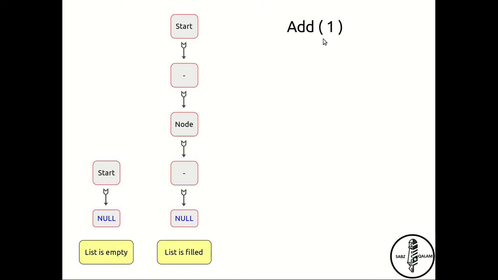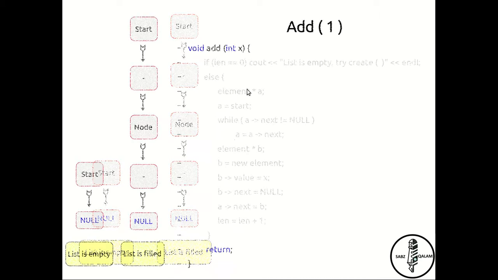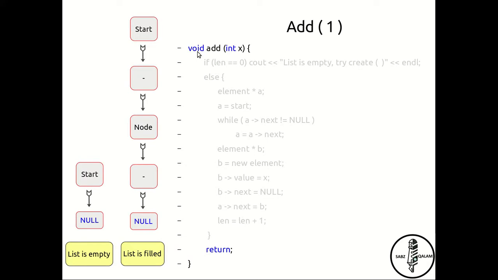So this is our add function. While making the add function, you have two things to consider. The first is, what should you do when the list is empty? And what should you do when the list is filled? Well, to start off, again, we've made the function void, so you don't really need to return anything. And because our element has only one value and a next pointer, we're just needing one value, that's x, which we're going to initialize to our new element.